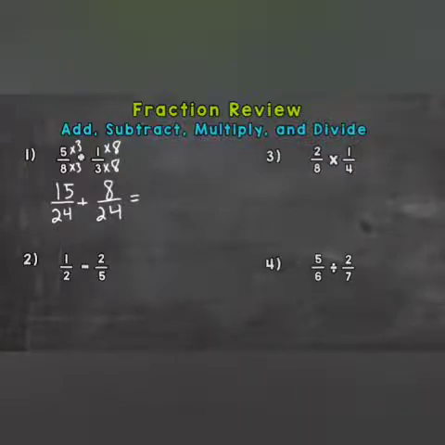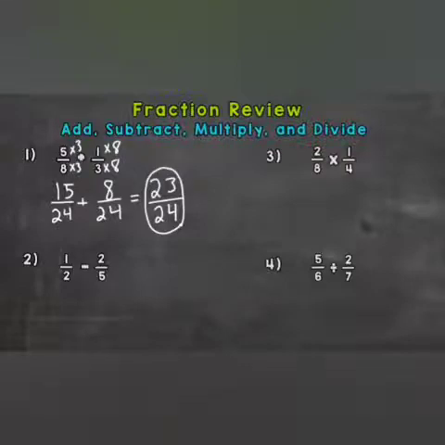So now that I have the renamed fractions with a denominator of 24, I can add my numerators. 15 plus 8 is 23. And you always keep your denominator the same, whatever that common denominator is, which it is 24. Then check to see if your answer can be simplified. If there's a common factor that I can divide both my numerator and denominator by. Well, the only common factor is 1 here, so we are in simplest form. Our answer is 23 24ths.